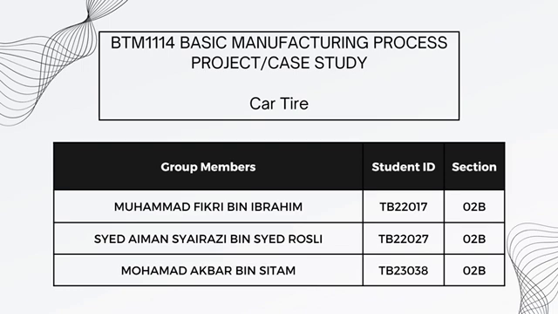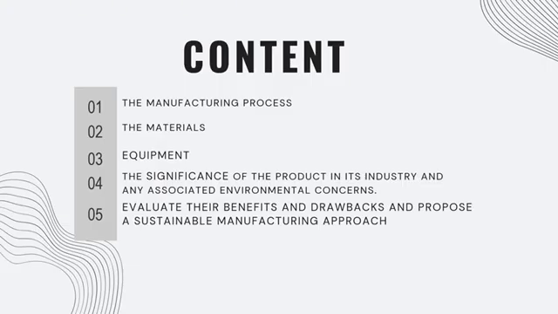I am Muhammad AKBAR bin SITAM and my teammates are Muhammad FIKRI bin IBRAHIM and AIMAN bin ROSLI. There are 5 contents that we would like to talk about, as you can see in this slide. I will talk about the manufacturing process of car tire, and my teammates Syed and Fikri will explain the rest of the content.